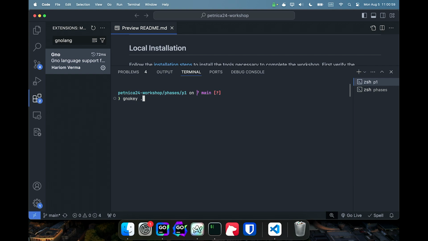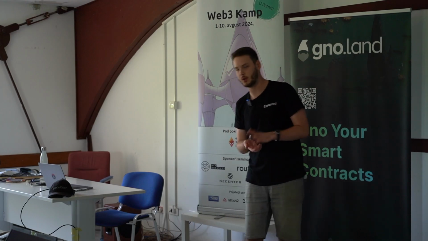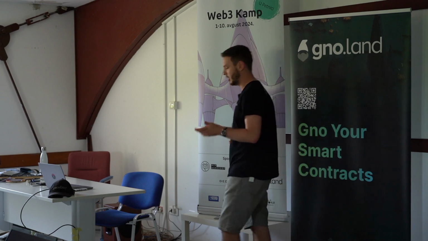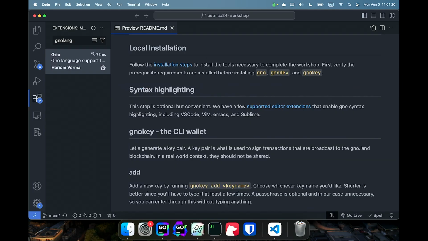Point is, GNO key is something like MetaMask, just for GNO. So in the case of GNO land, we have a wallet that's a web wallet. It's called Adena. But for this workshop, we're not going to be using it. We're going to be using the CLI version. And this is kind of maybe weird for you guys because I don't know how often you use command line tools. But when you develop with Go and with GNO, it's very common. So I'm going to show you just a quick way to create a key pair.